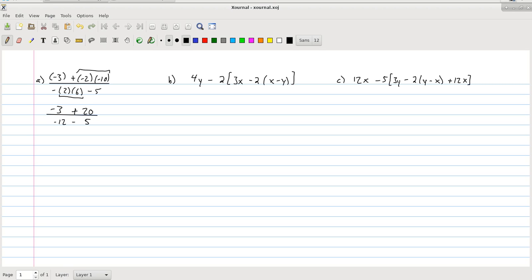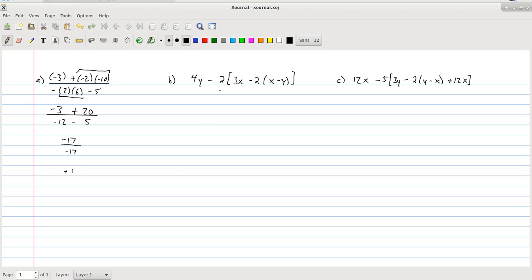Now we're going to continue in the numerator. We only have one operation left, which is the addition. So negative 3 plus 20 is negative 17. And then in the denominator, negative 12 subtract 5 is also negative 17. We finally divide these out and we get positive 1.